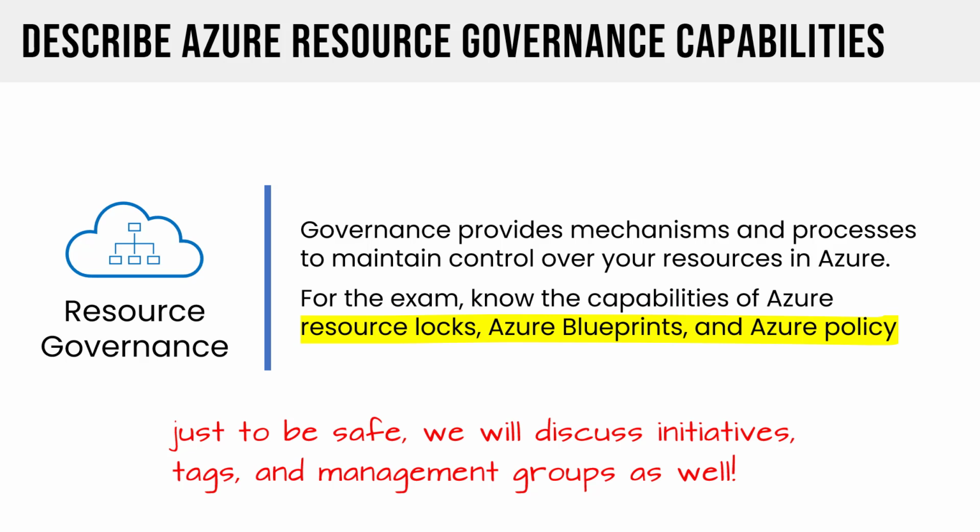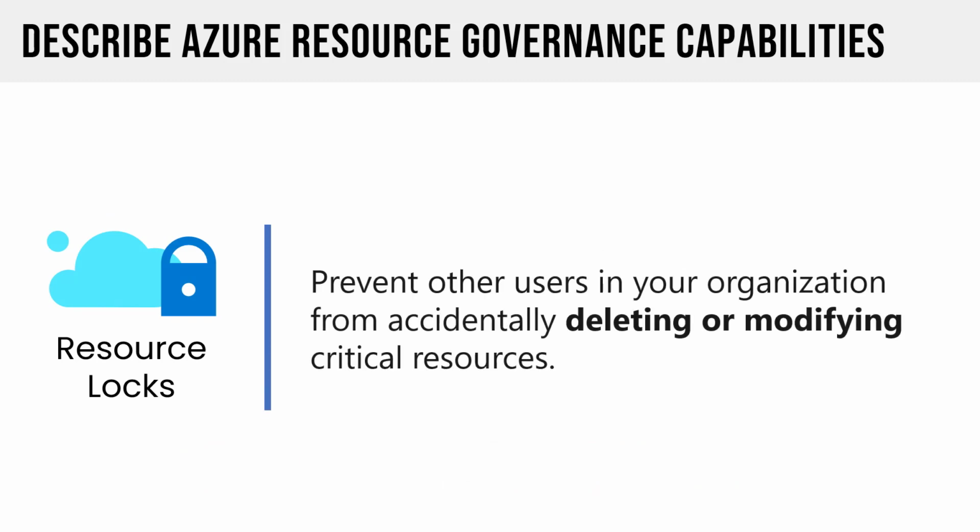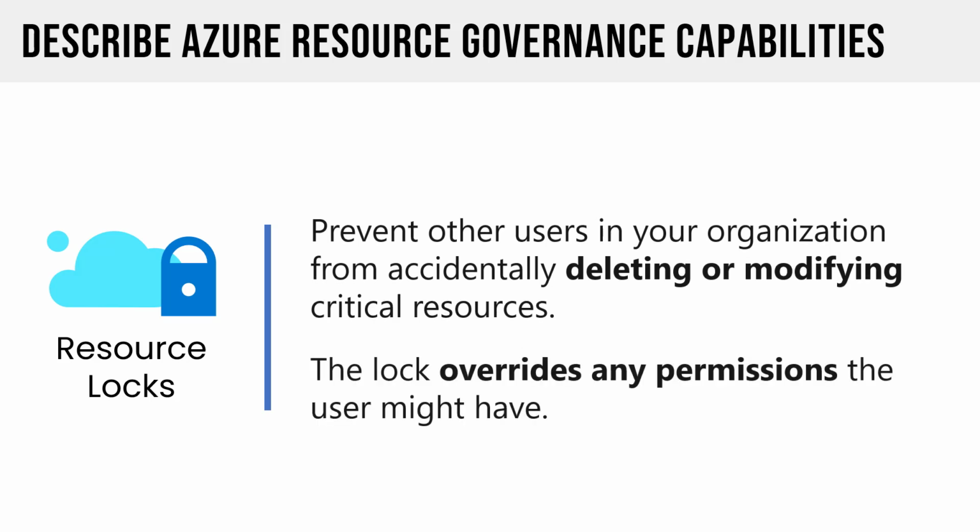If you've already taken the AZ-900 exam and seen my course over there, you're going to have seen some of this already, but if not, just to be safe, I want to make sure you have the full picture for exam day. So resource locks prevent other users in your organization from accidentally deleting or modifying critical resources. The lock overrides any permissions the user might have. But it's all about preventing unwanted deletion and changes, and we're overriding permissions with resource locks.